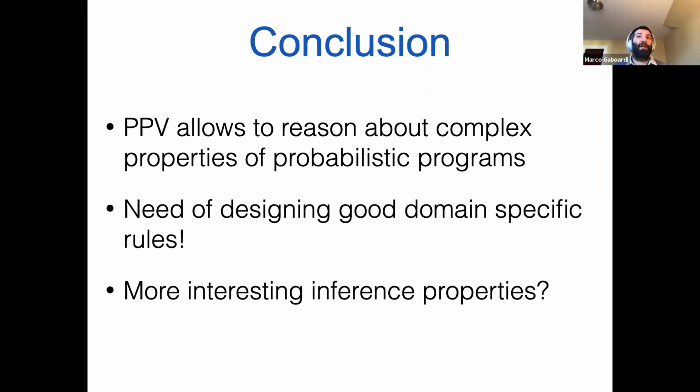Now, something we learned doing this work is that we need to design good domain-specific rules, and this is where the novelty of our work really is. We try to understand what the basic principles are that we can use to reason about the application we have in mind. Something we didn't do is look at more interesting inference properties or algorithms, in the sense that we didn't look, for instance, at some of these variational inference algorithms. It would be interesting to do it in the future.